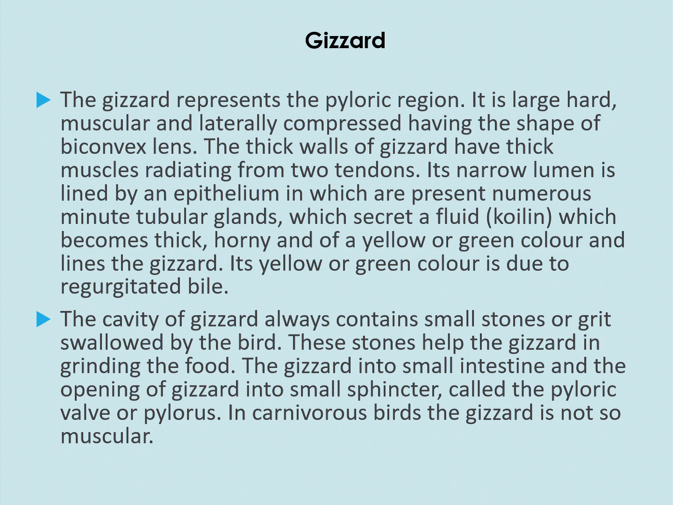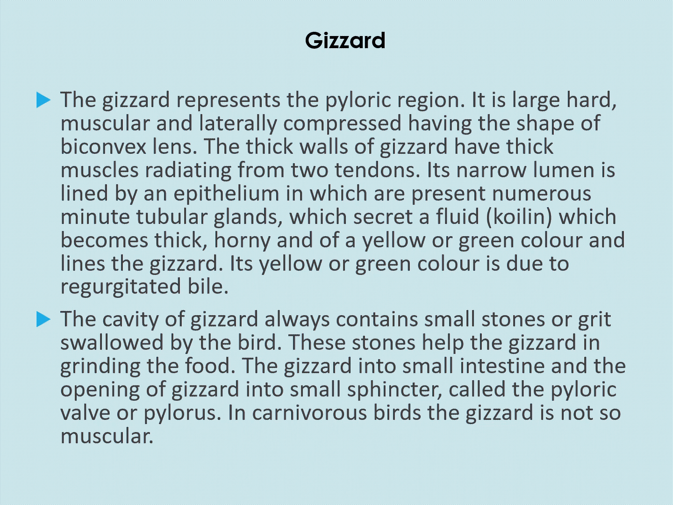Coming to the gizzard. The gizzard represents the pyloric region. It is large, hard, muscular and laterally compressed, having the shape of a biconvex lens. The thick walls of the gizzard have thick muscles radiating from two tendons. Its narrow lumen is lined by epithelium, in which are present numerous minute tubular glands, which secrete a fluid which becomes thick, horny, and of a yellow or green color and lines the gizzard. Its yellow or green color is due to the regurgitated bile.